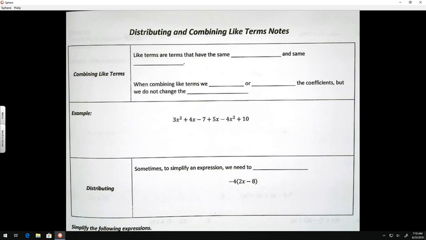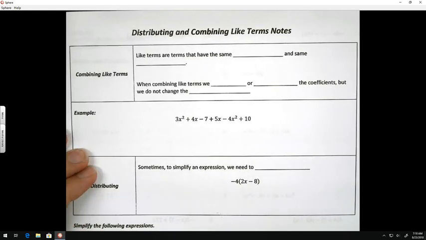Hi everyone, in today's video we're going to formalize some of the ideas that we learned about in our investigations around distributing and combining like terms. So again, for today's video, nothing really will be new here. We just want to make sure we all got the big ideas from that investigation. So first, what we're going to review is combining like terms. And we've discussed this at this point.